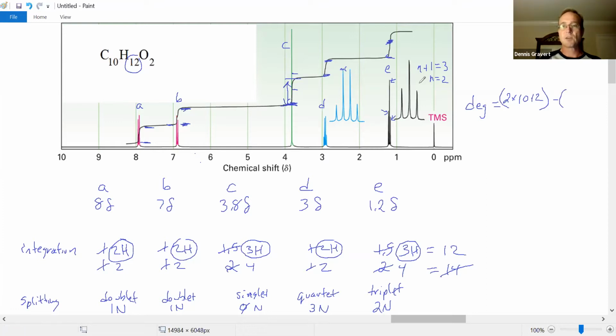Minus, well, there's 12 hydrogens actually, and 2 oxygens. Wait, that counts like 0 when we're doing degrees. 2 times 10 is 20, plus 2 is 22, minus 12, divided by 2. 10 over 2, that's 5.